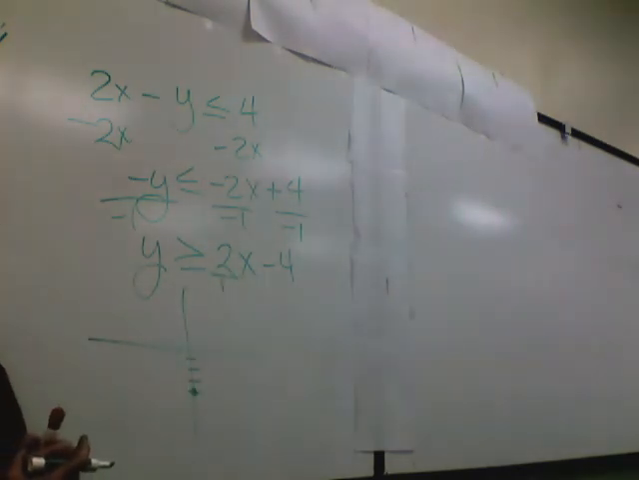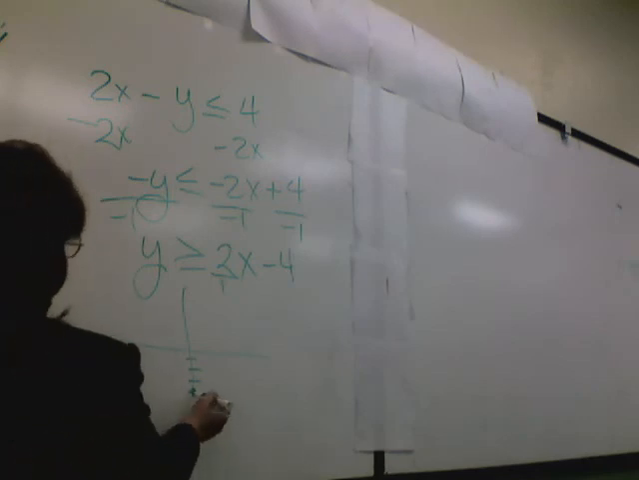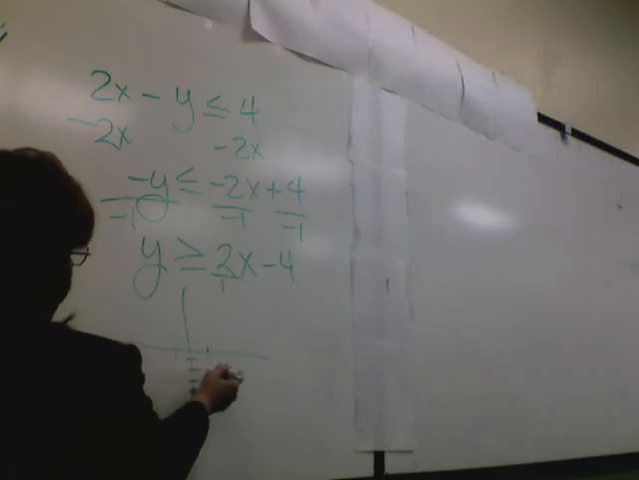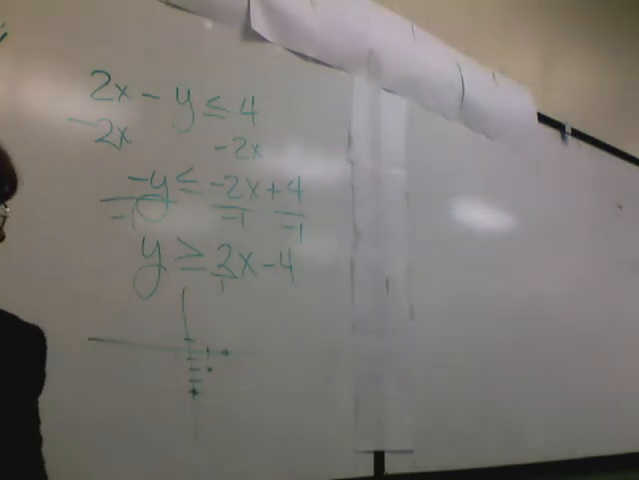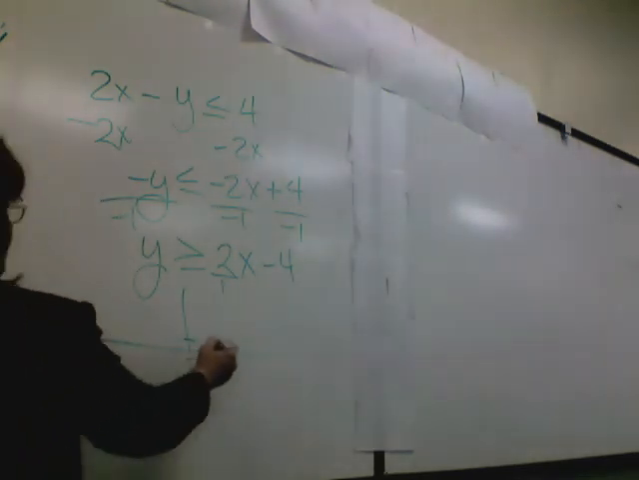Something along those lines. We're going to go rise 2, run 1. Rise 1, 2, run 1. Looks like it's going to cross the x at the 2.